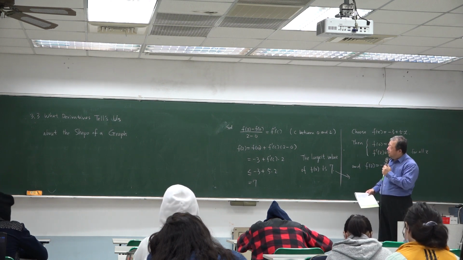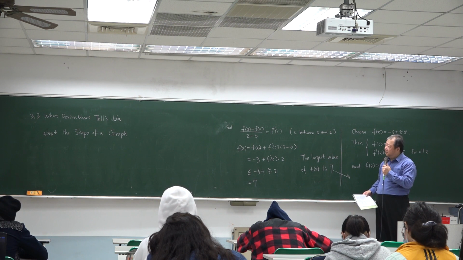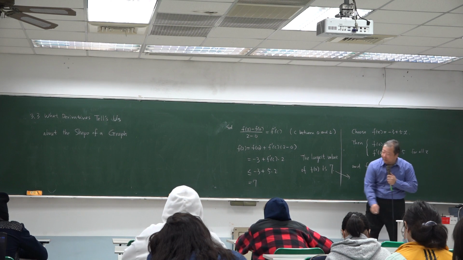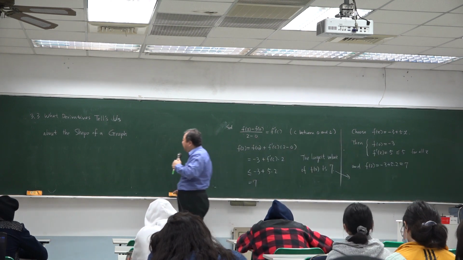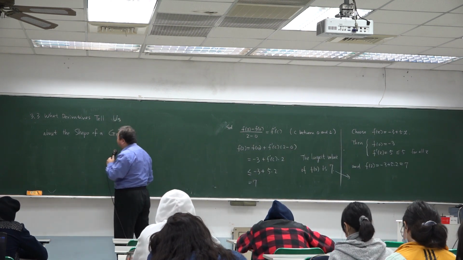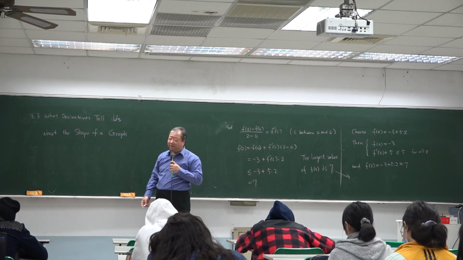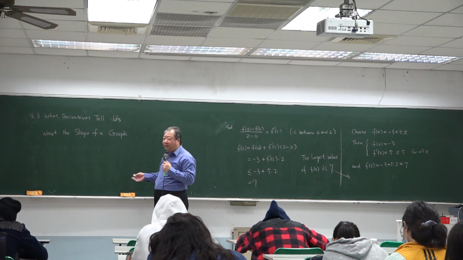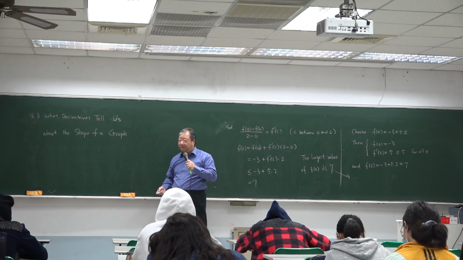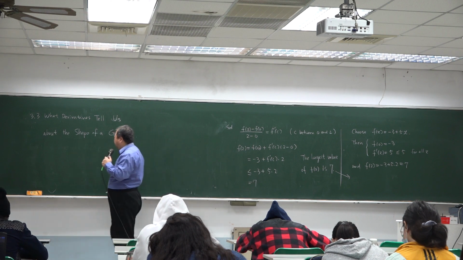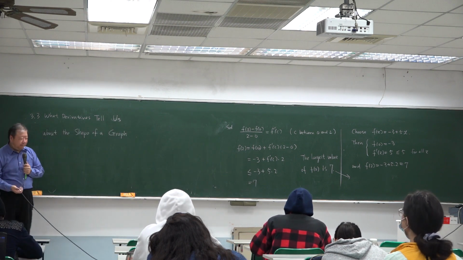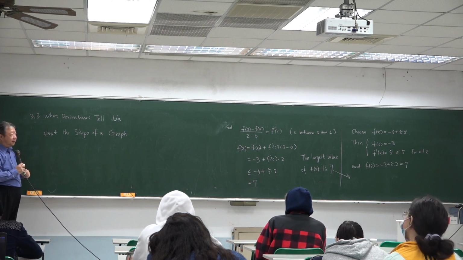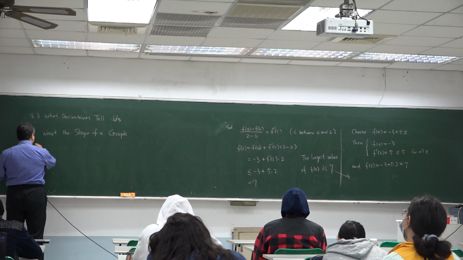What derivatives tell us about the shape of a graph. Here, a graph means maybe a graph of a function or a graph of an equation. Usually the graph may be increasing, may be decreasing. So let's review some definitions.